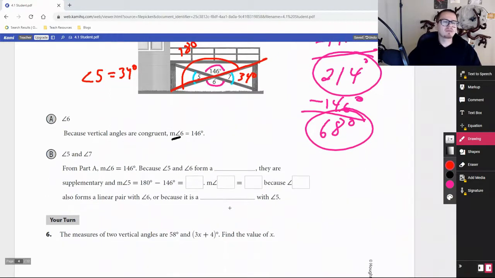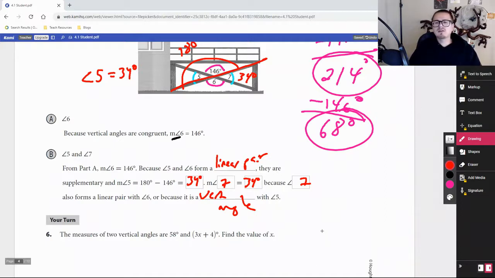So I think that's what they were going for here. Yeah, they're a linear pair, supplementary, right? And they did exactly what we did. Big brain energy, 34 degrees. I'll just fill this in so you've got something to look at. And that's your vertical angle. Boom.